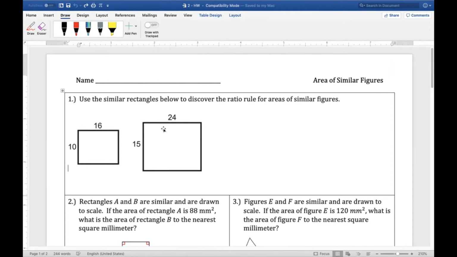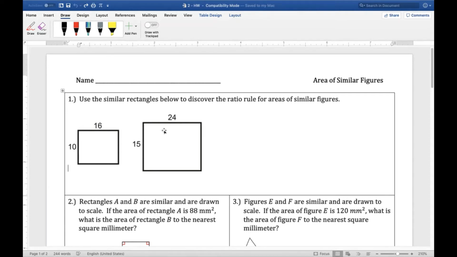If we look here, we have two rectangles that we can easily figure out the area. The first one would be 10 times 16, which would be 160. And the second area would be 15 times 24, which is 360. 160 over 360 reduces down to 4/9. You could simply do that by getting 16 over 36, knocking off the zeros from 160 over 360, and then reducing 16 over 36 by dividing by 4, which would give you 4/9.